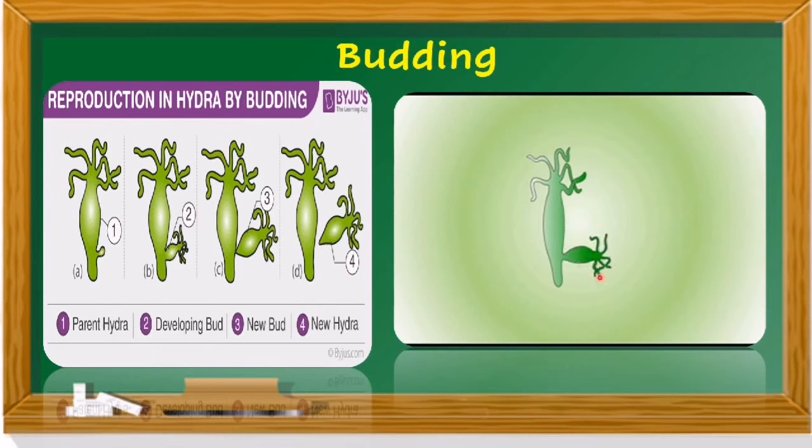This is an example of budding. As you see in this illustration, this is reproduction in hydra by budding. Parent hydra, letter A, and in letter B, number 2, developing bud, number 3, the new bud, and number 4, new hydra. As you can see, it comes out from the parent hydra and then develops a bud, and then the new bud, and then became a new hydra. That's a budding example.